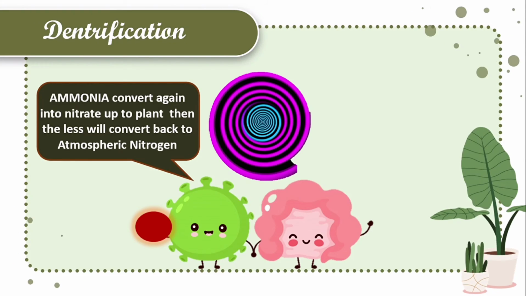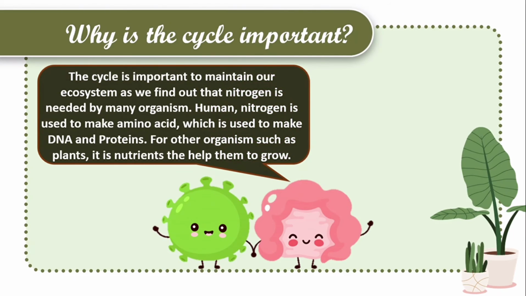So bakit nga ba importante ang cycle na ito? The cycle is important to maintain our ecosystem, as we find out that nitrogen is needed by many organisms. In humans, nitrogen is used to make amino acids, which are used to make DNA and proteins. For organisms such as plants, it's a nutrient that helps them grow.